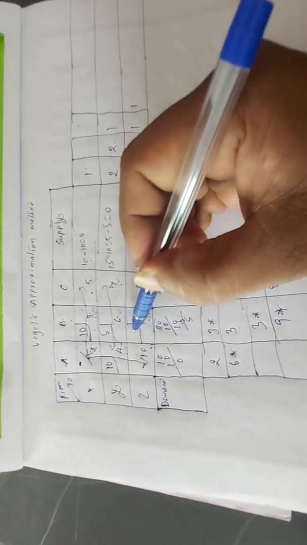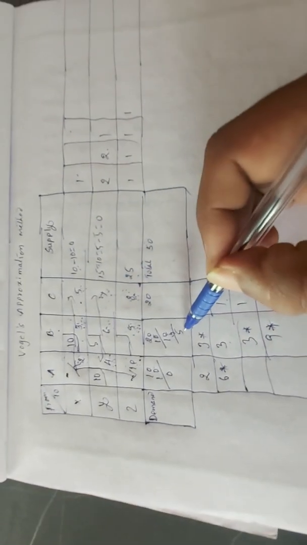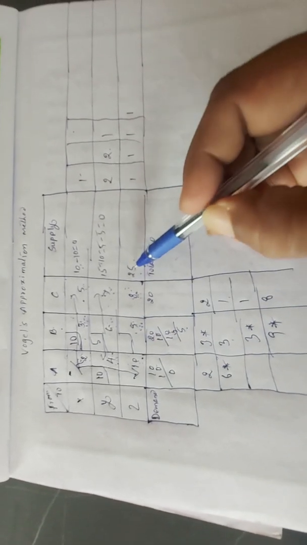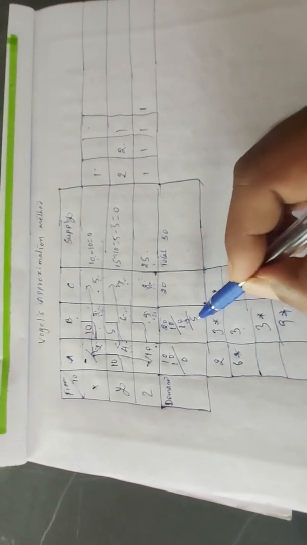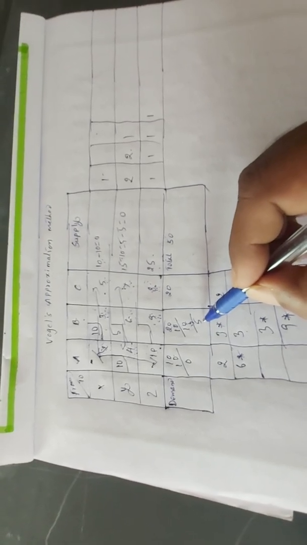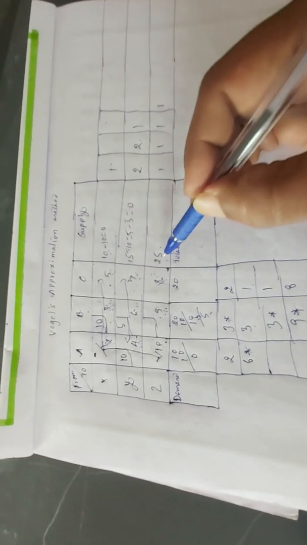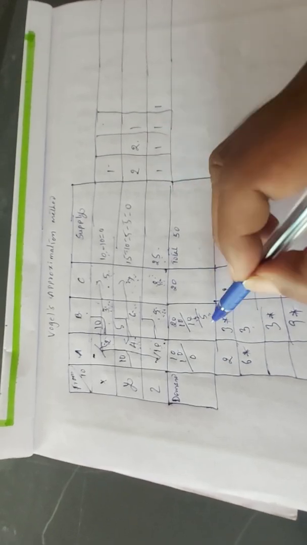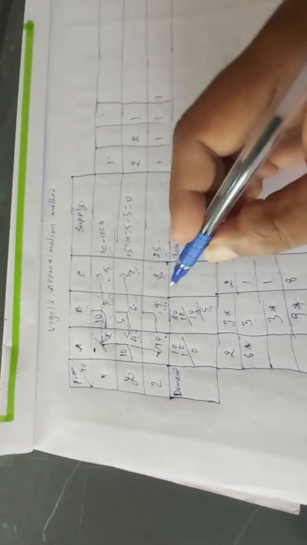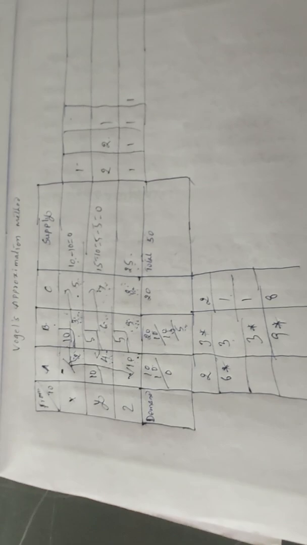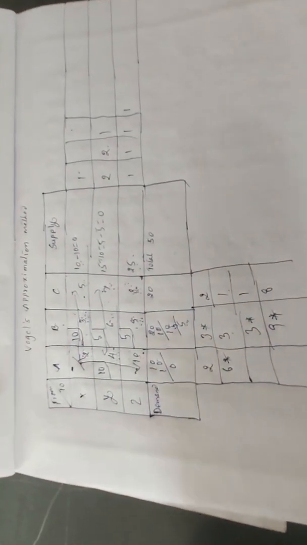After selecting this cell, we have to consider demand and supply. Of this cell, the demand is 5, supply is 25, and the least value is 5. In these two, whichever is less, that should be allotted. 5 is less, so I am allotting 5. I have allotted 5. After allotting, that allotment should be deducted from demand and supply.